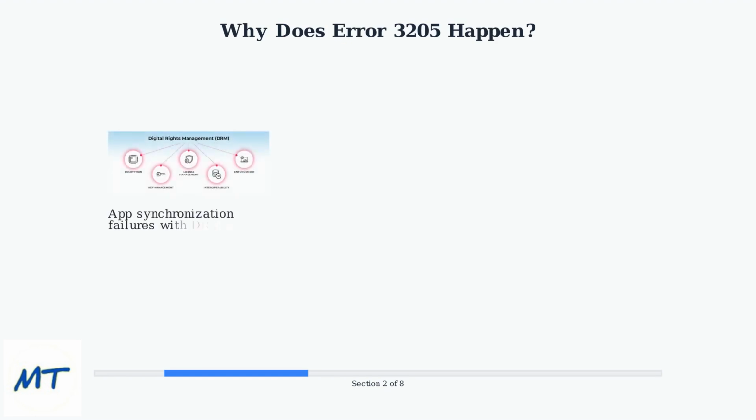Error 3205 occurs when the Xfinity app can't verify your playback permissions. This happens due to three main issues: app synchronization failures with DRM servers, device authorization problems, and network connectivity glitches. First, app synchronization failures happen when the Xfinity app can't refresh its DRM licenses from Comcast's servers. This breaks the digital rights management process that protects content.